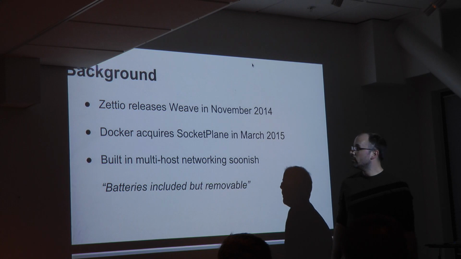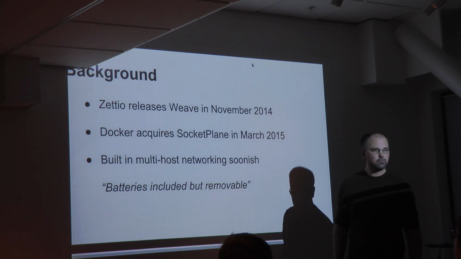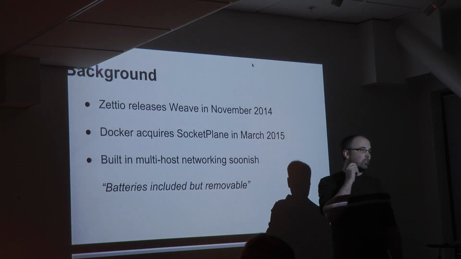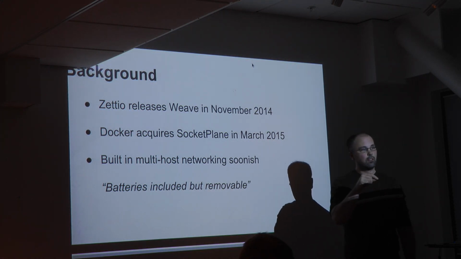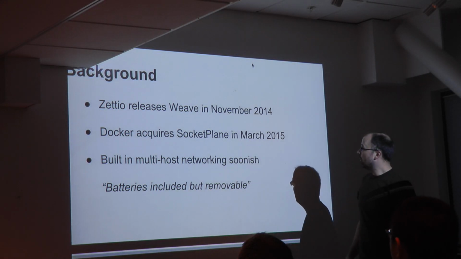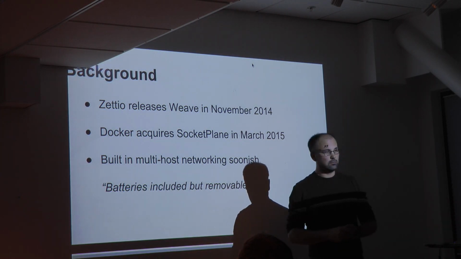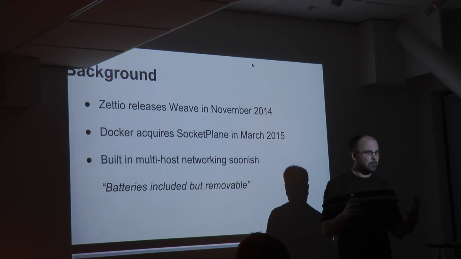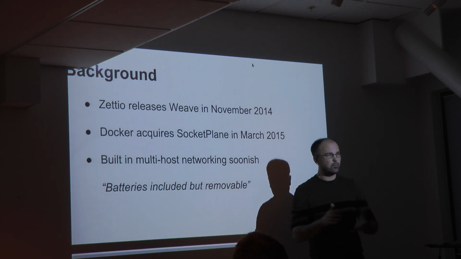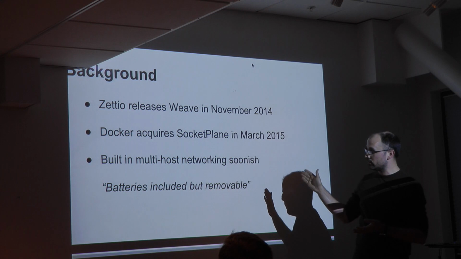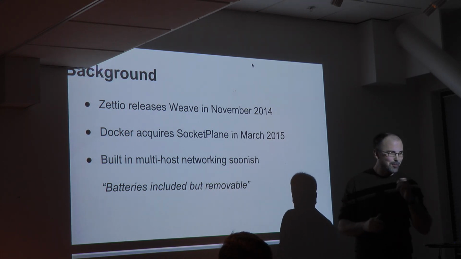So, first a little background. It's a company called Zettio. They released Weave last November to the public. And then a few months later, last month, Docker actually acquired SocketPlane, which is a competitor to Weave. They basically do the same thing as Weave does, or they did. And Docker's plan is now this year to release something on their own. A lot of people are scared that the Docker engine is going to become a huge binary, a very opinionated framework. So they call it batteries included but not removable.